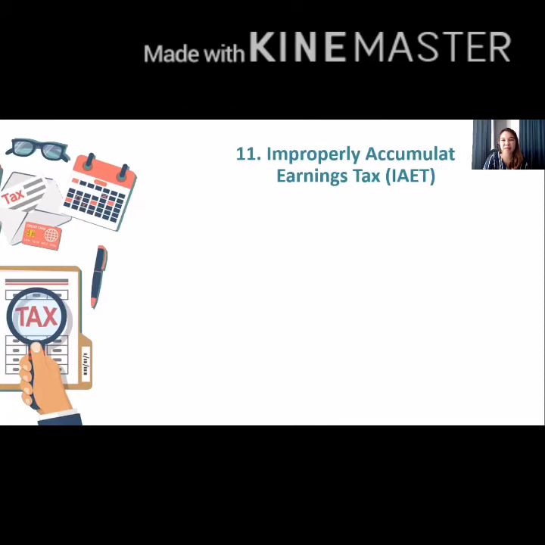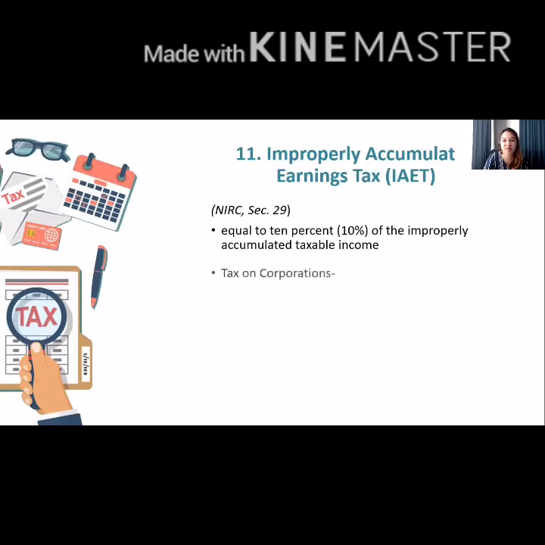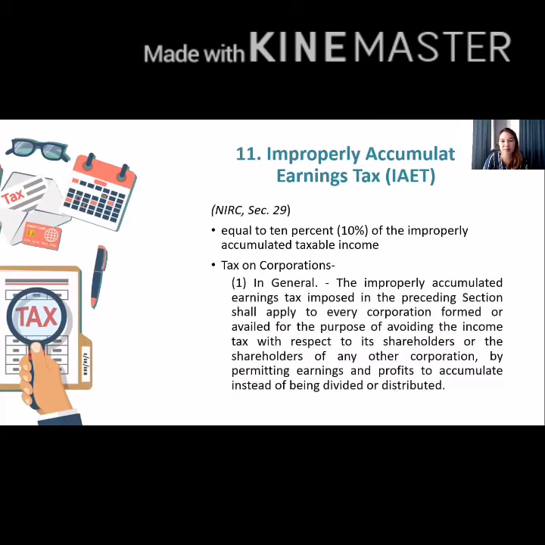So the 11th type is the improperly accumulated earnings tax, or the IAET, under Section 29 of the NIRC. This is equal to 10% of the improperly accumulated taxable income. So the tax on corporations under this type, generally, the improperly accumulated earnings tax imposed in the preceding section shall apply to every corporation formed or availed for the purpose of avoiding the income tax with respect to its shareholders or the shareholders of any other corporation by permitting earnings and profits to accumulate instead of being divided or distributed.